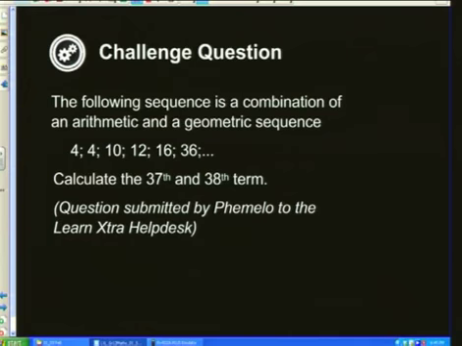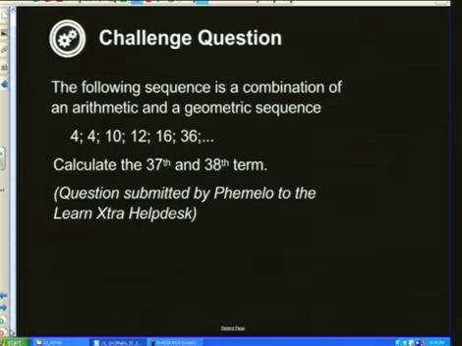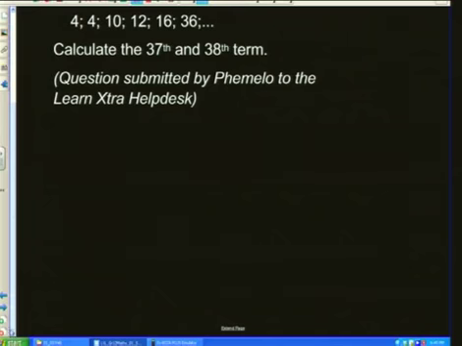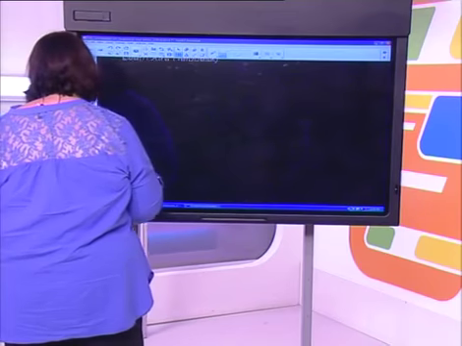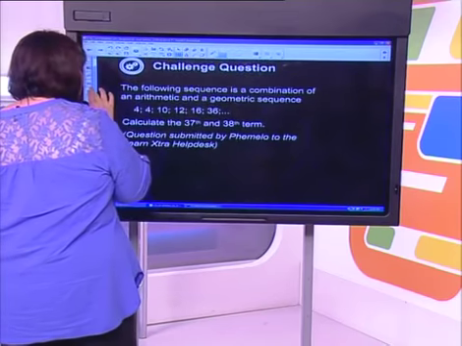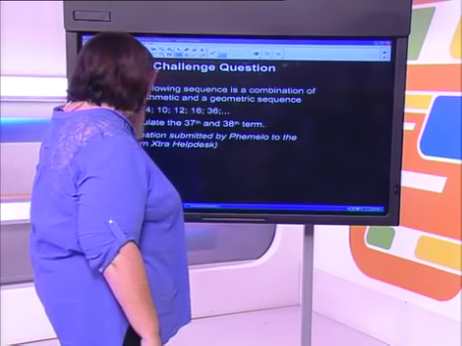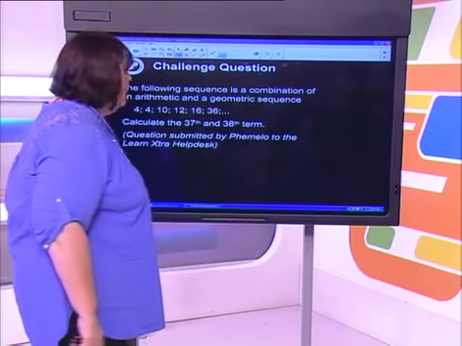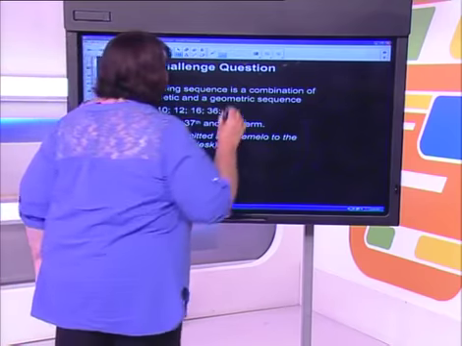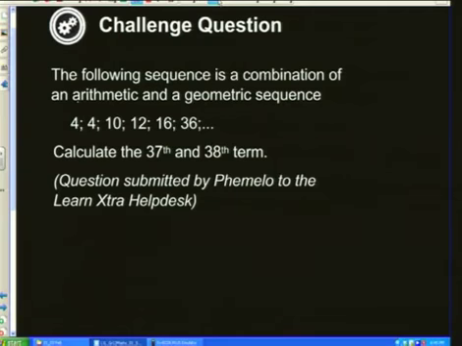Let me just get some space on here. So we're certainly going to need space for this question. Now, it's not a hard question if you understand what they're getting at. The following sequence is a combination of arithmetic and a geometric. Now, we haven't started to work with any of the geometric yet, but we should get to it shortly. The terms are 4, 4, 10, 12, 16, and 36. They ask you to calculate the 37th and the 38th term.